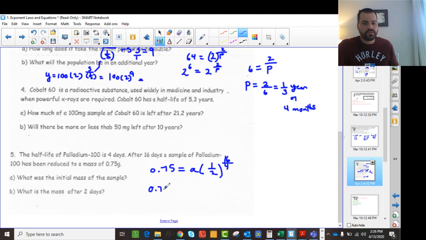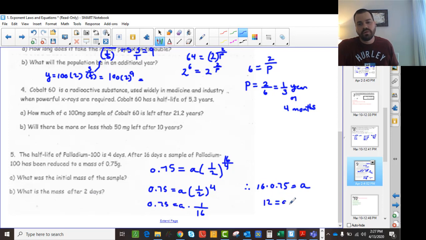So you get 0.75 is equal to A times 1/2 to the 4th power. So that means 0.75 is equal to A times 1 over 2 to the 4th, and 2 to the 4th is 16. So that means that 16 times 0.75 is my A, and that's 3/4 times 16, so you end up with 12. So A is 12. Okay, so there was initially 12 grams.